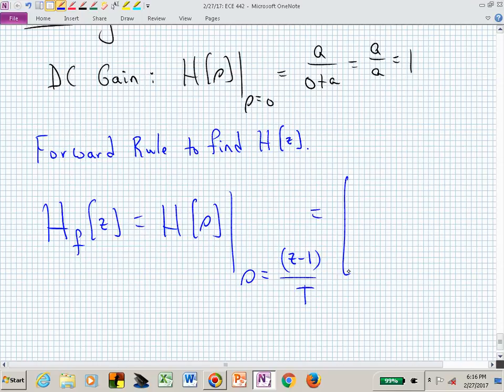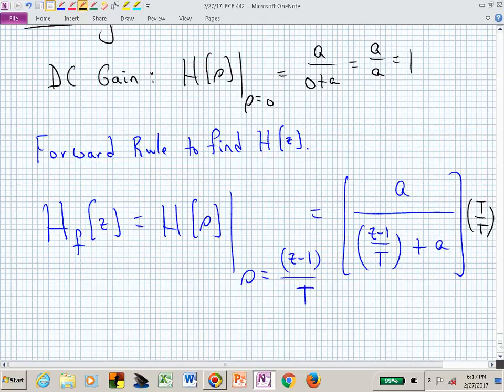Let me be as explicit as I can. s was the next thing in the denominator. I'm replacing that with z minus 1 over T, plus a. And I'm done. If I didn't simplify, this is fine. But typically we want to clean it up a little bit. And that T in the denominator of a denominator term is kind of messy. Let's get rid of it by multiplying by 1, where our 1 is capital T over T.